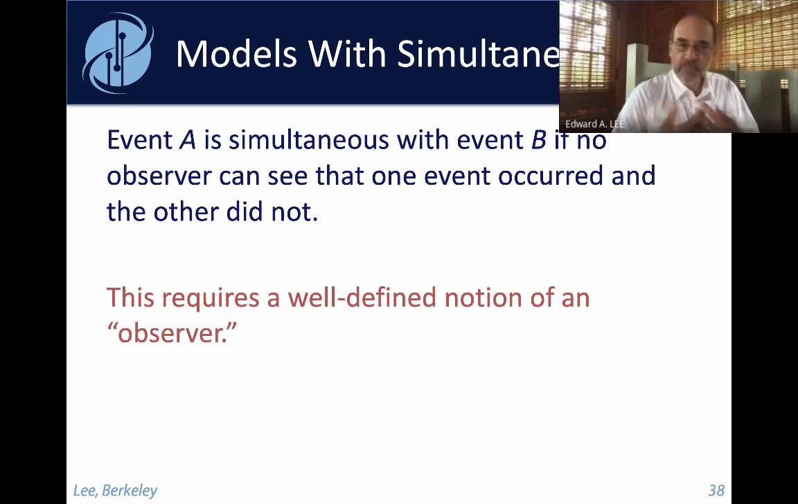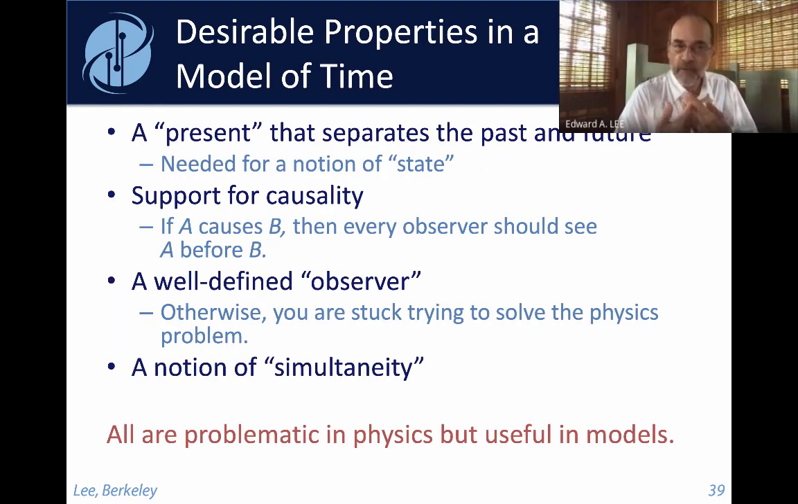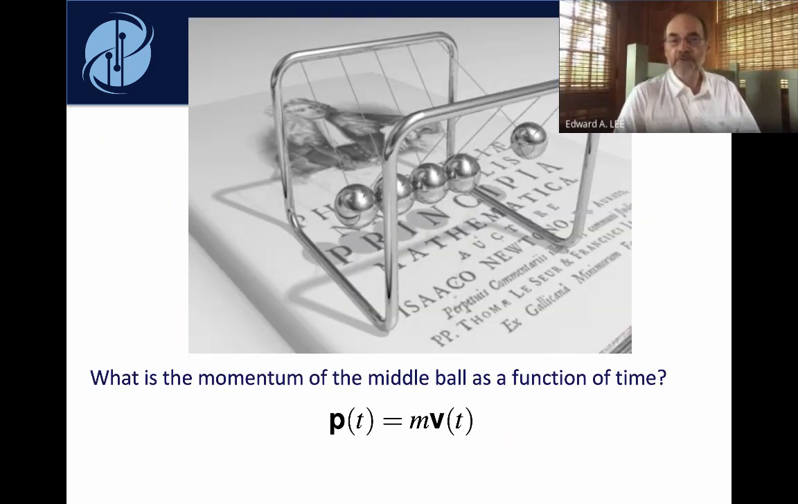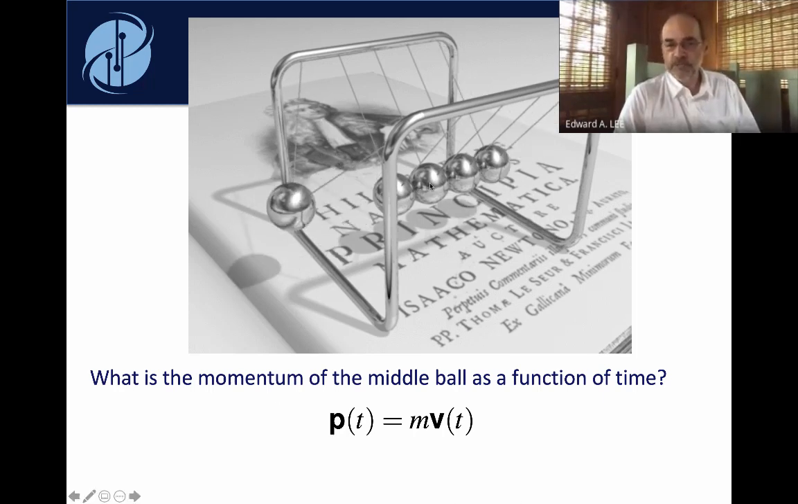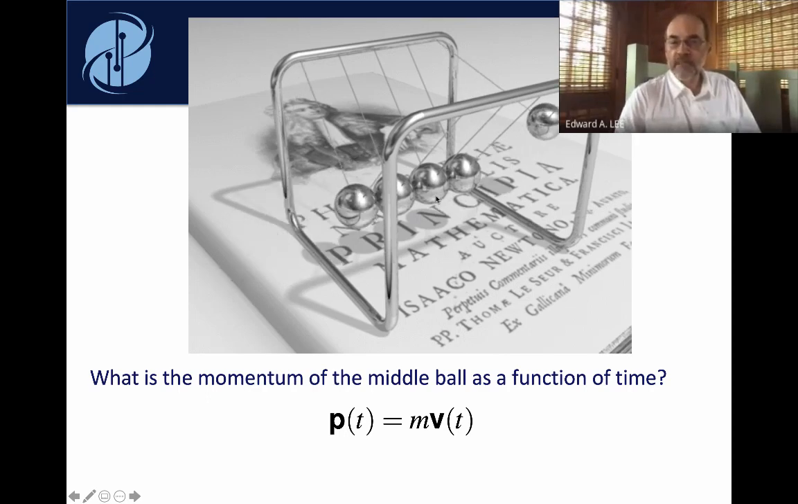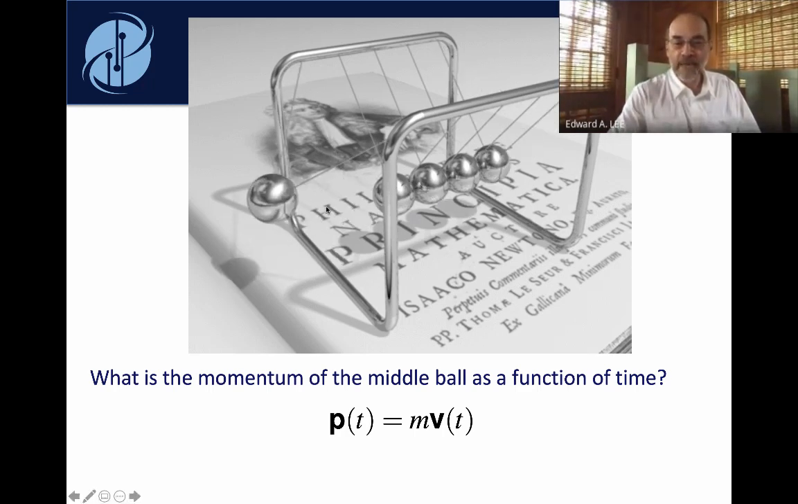So one of the things we've done over the history of this project is really dive deeply into what we require from a model of time. Here are a few of the requirements, but let me zero in on a particular example, this one. I ask you the question, what is the momentum of the middle ball as a function of time in the model? You might say, well, it doesn't move, so its momentum must be zero. But its momentum can't be zero at all times because the momentum of the left ball transfers to the momentum of the right ball through the middle ball.